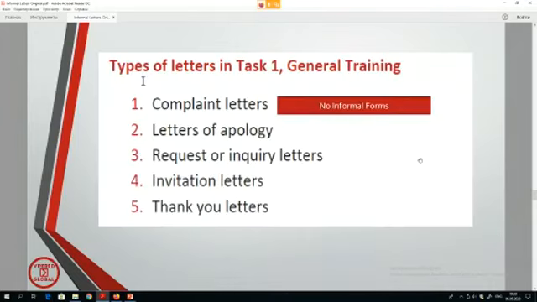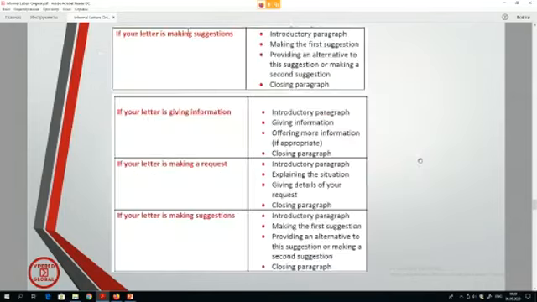The next. So, as I have already said, there are different types of letters in task 1, general training. So we are not going to take into account complaint letters because there are no informal forms, but letters of apology, request, invitation letters, and thank you letters can be in the test. So in this way, you should know the structure, the plan, how to write such letters.